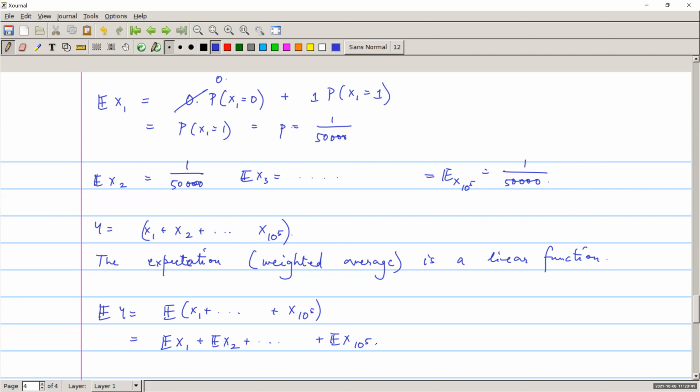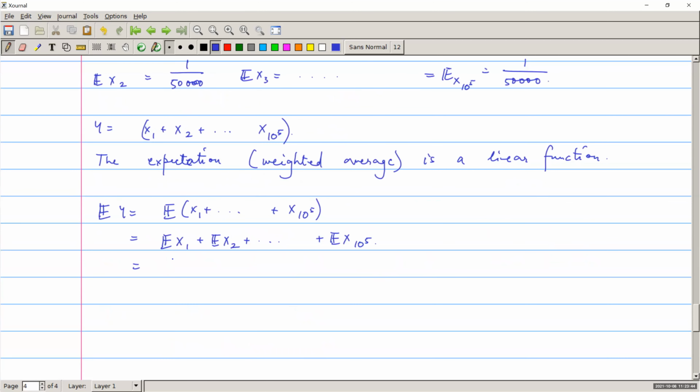Now every single expectation we know is 1 in 50,000, and there are 10 to the 5 terms. So this is 10 to the 5 times 1 in 50,000, and this is 2. So the weighted average of Y is 2. We'll continue the last part of what we did next class too, and we'll do many other examples of this. This is what it truly means when we say on an average there will be 2 people who match.